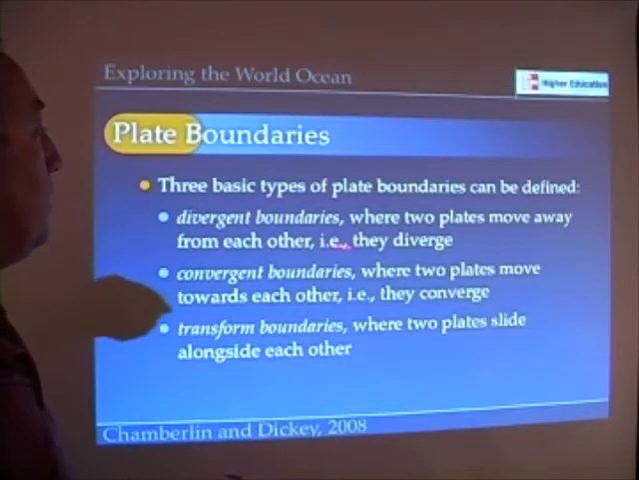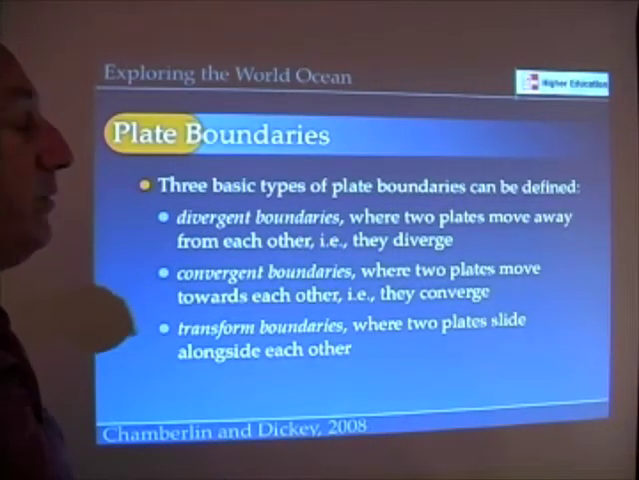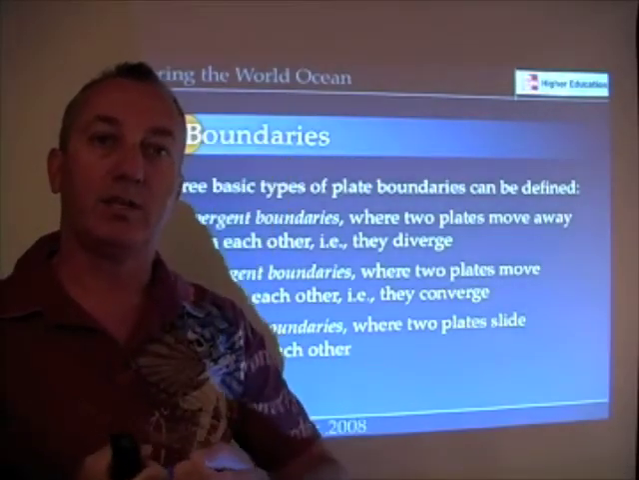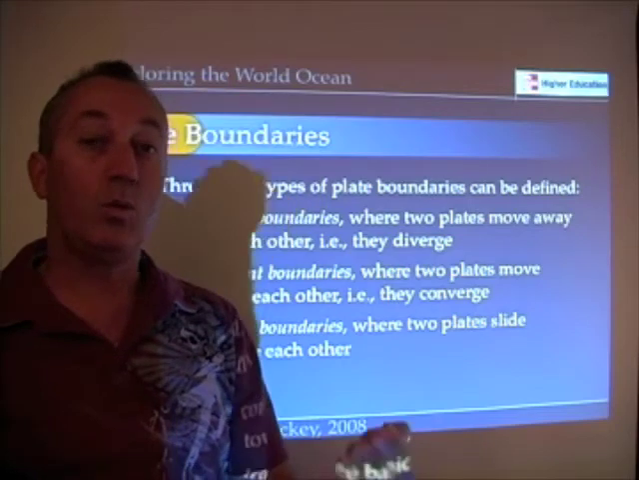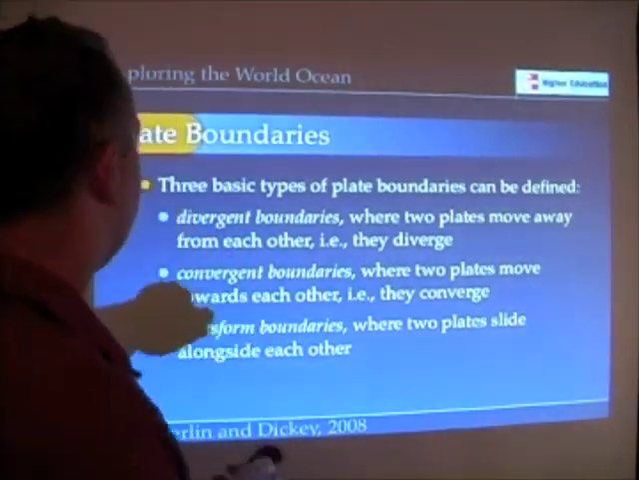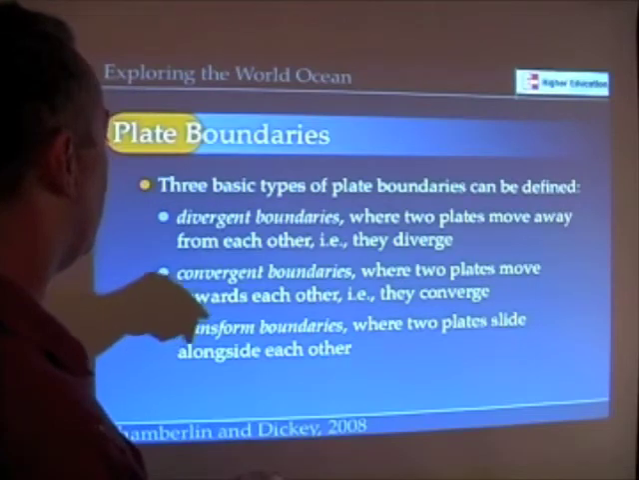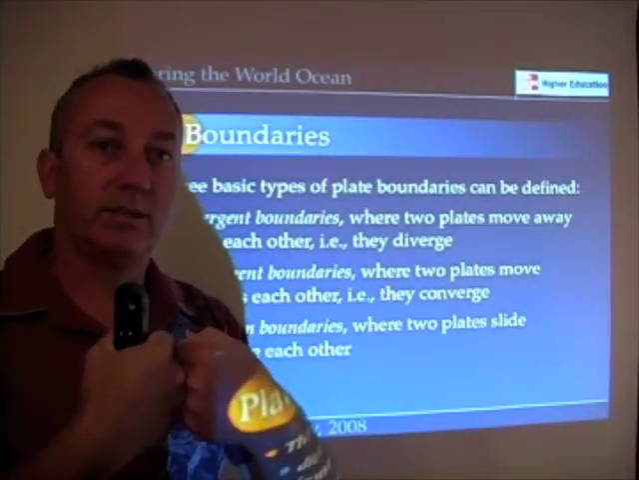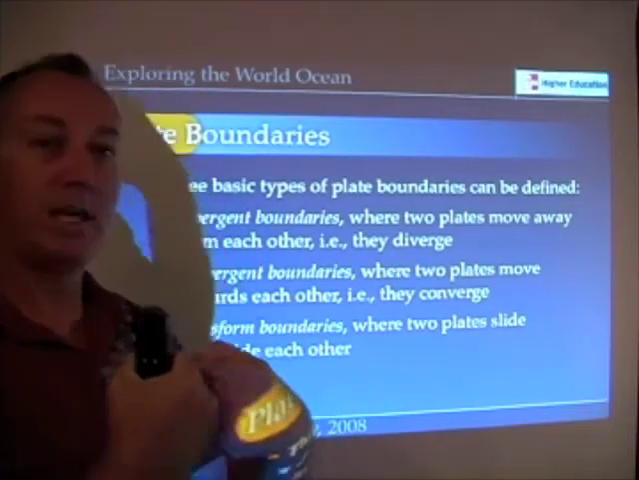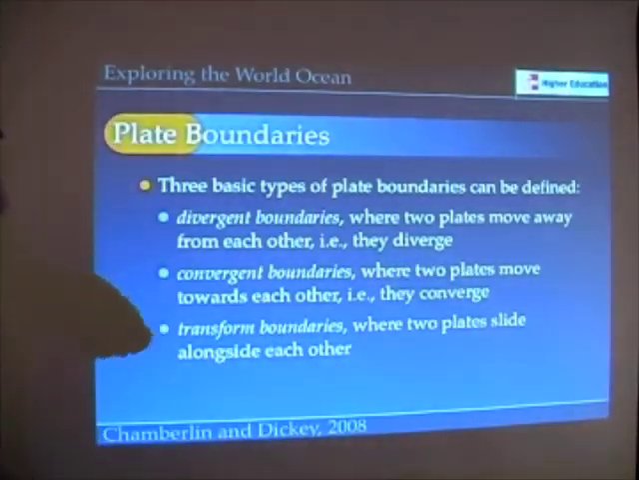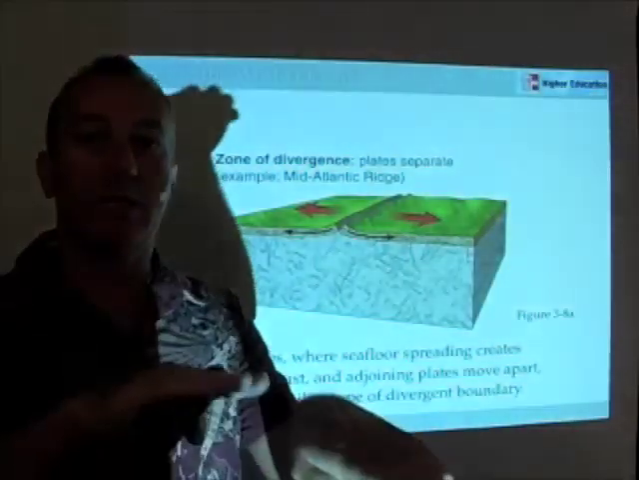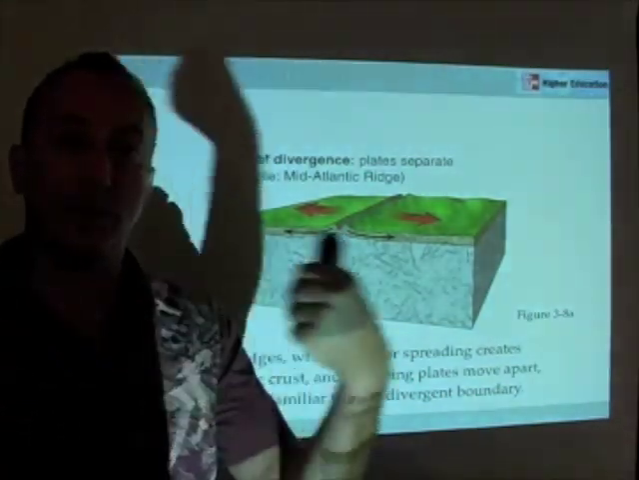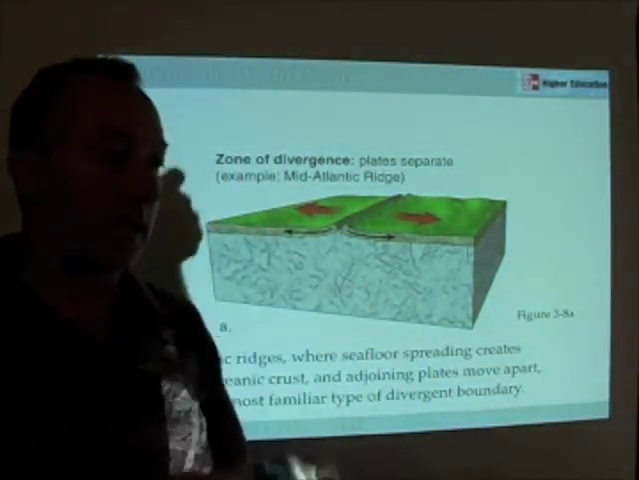There are three different types of plate boundaries. Divergent boundaries are where two plates move apart or away from each other, just like two roads diverging in a wood. That's a poem from somebody, Carl Sandburg, I believe. Convergent boundaries are where two plates come together. So convergence, coming together. Divergence, going apart. And then transform boundaries are where two plates slide by each other. So we really have three different types of motions: moving apart, coming together, and side by side.